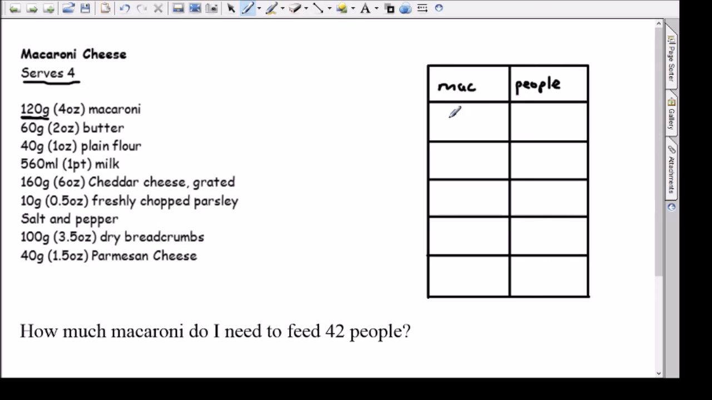So we are told from our recipe that I'll do the grams rather than the ounces. I'm told that 120 grams of macaroni will feed 4 people. And I'm looking to get to 42 people. Okay, so let's see where we can go from 4. Multiplying by 10 is always a nice thing to be able to do, isn't it? It's an easy multiplication. So getting from 4 to 40, nice and easy, times 10 here.